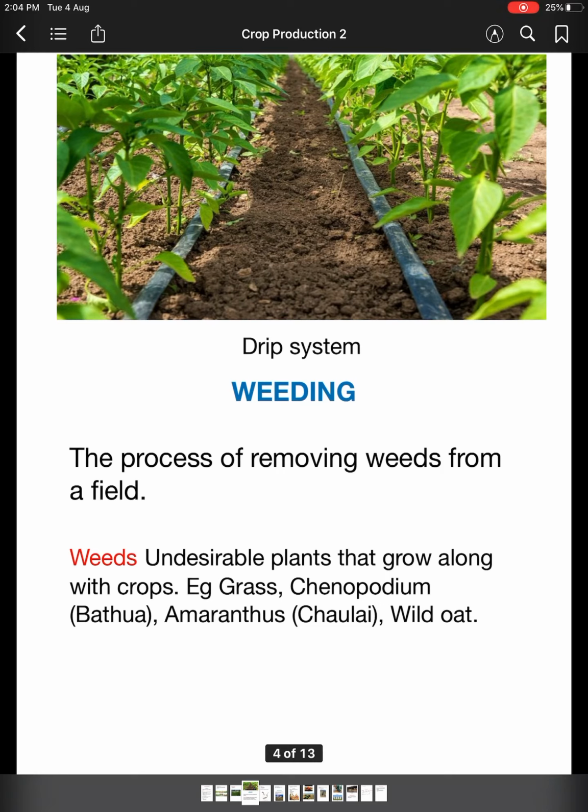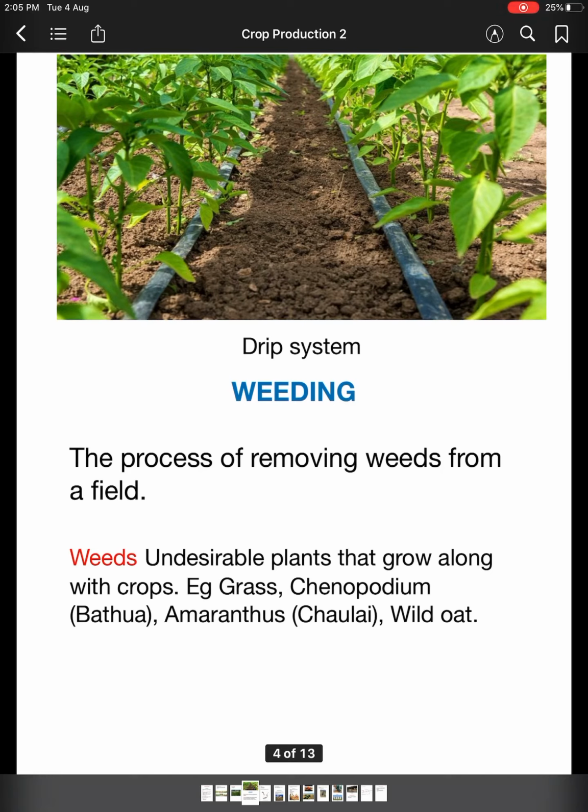The next method is the drip system. In this system, as you can see in the picture, very small holes are made on the pipe so that water is delivered drop by drop just near the roots of plants. This method is very useful in the areas where availability of water is poor and is the best technique for watering fruit plants, gardens and trees. Water is not wasted in this system, but this system is very expensive.